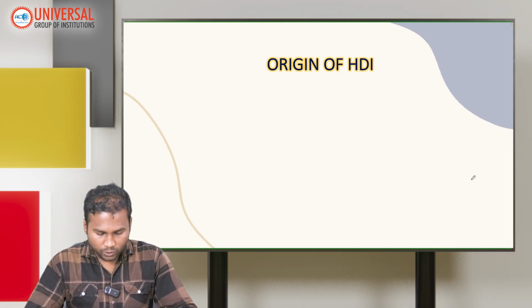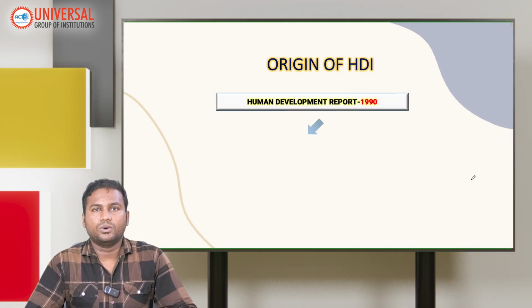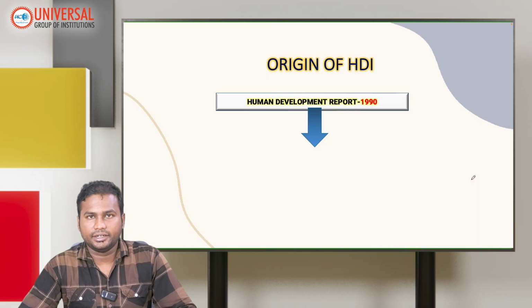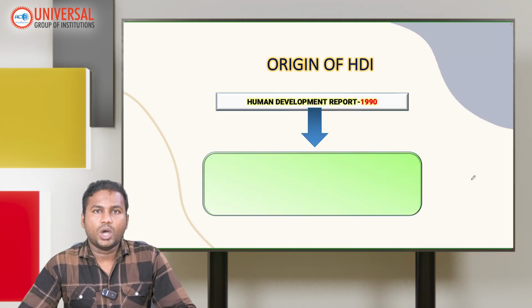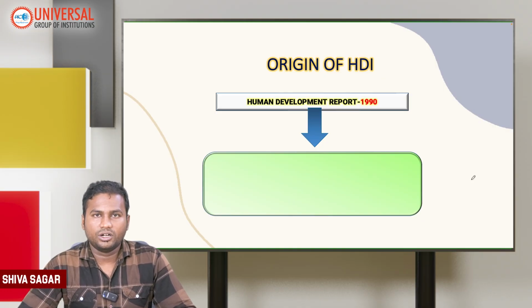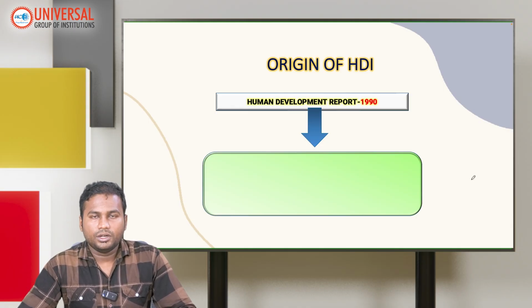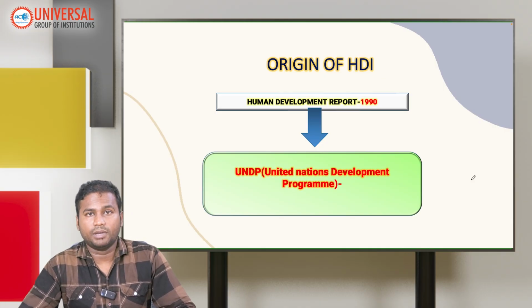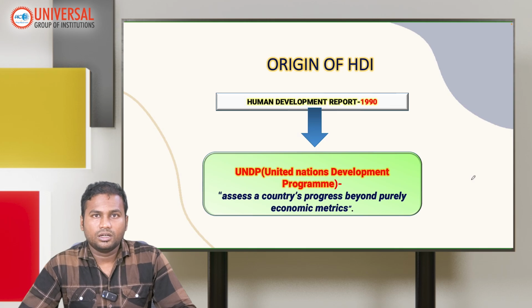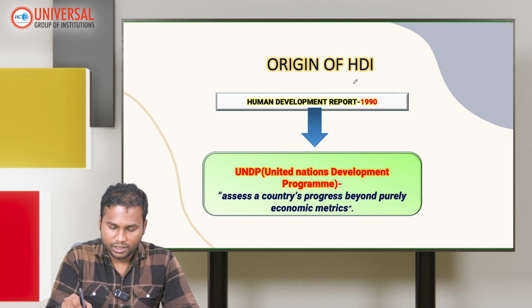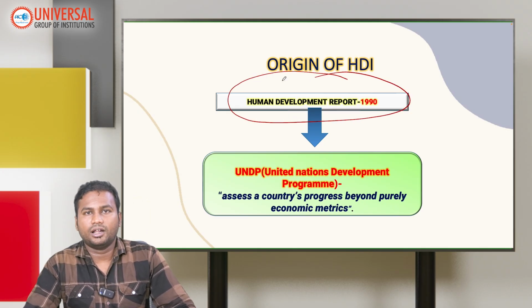When it comes to the origin of HDI, it originated in the 1990s when the UNO, our intergovernmental organization, released a report, the Human Development Report, in the year 1990 under the United Nations Development Program. That is the mechanism which worked with the publishing of this HDI. So it's the initial Human Development Index that we are referring to.